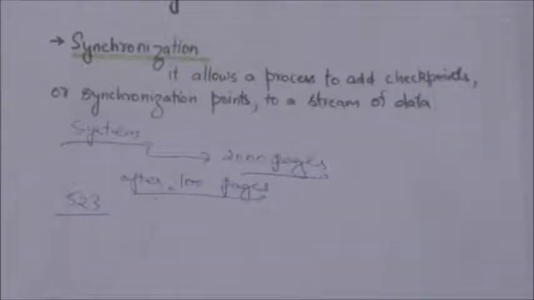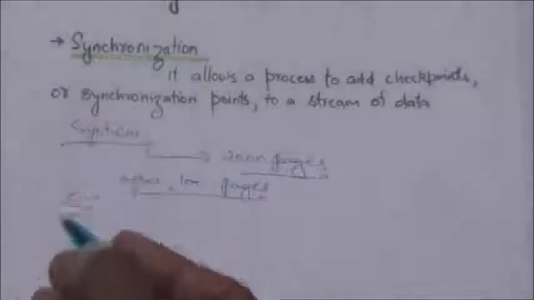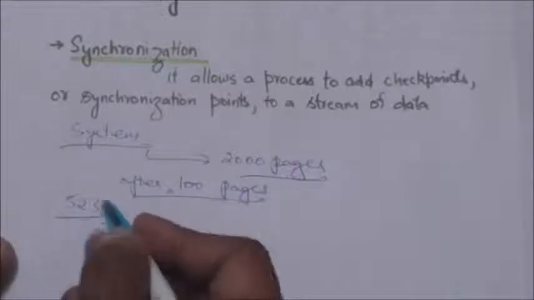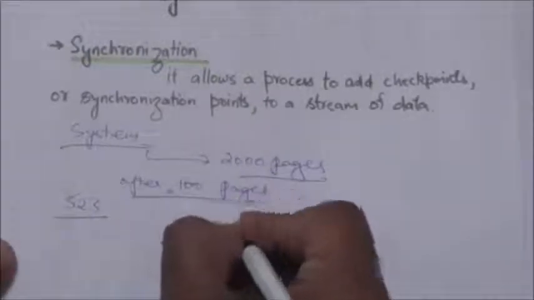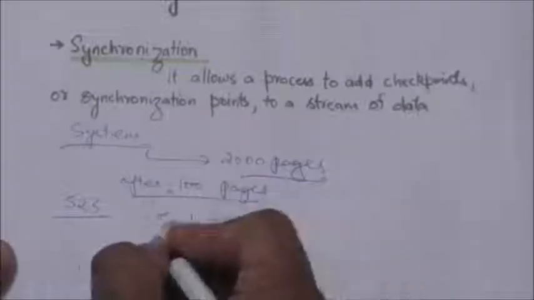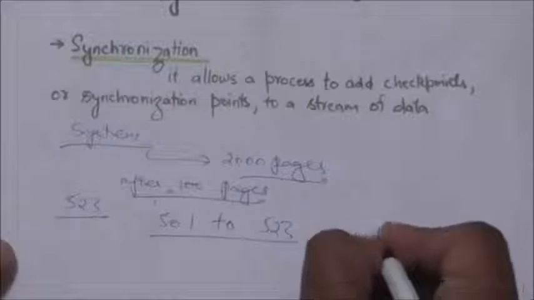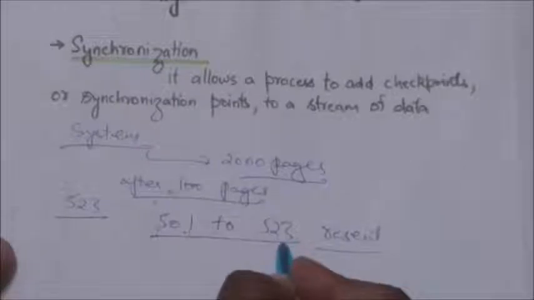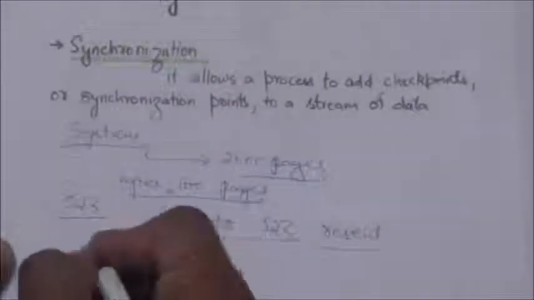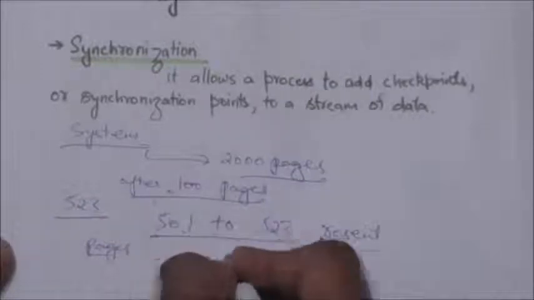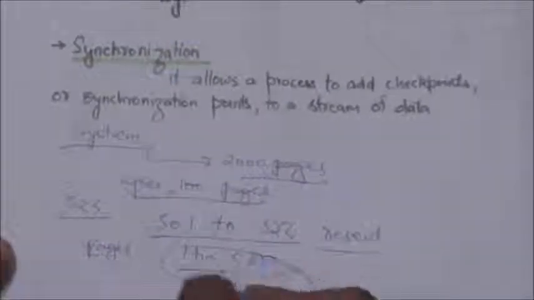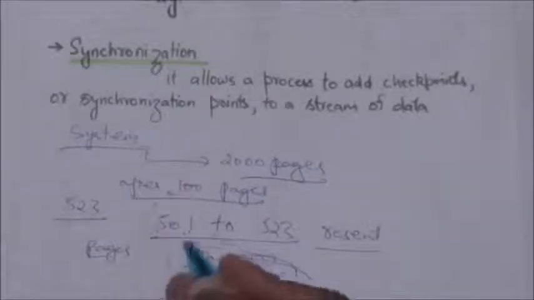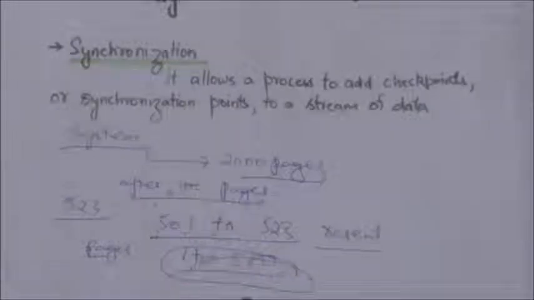Now see, what is the advantage of it? Suppose a crash happens during the transmission of page 523. Then after system recovery, only pages 501 to 523 need to be resent. Pages 1 to 500 don't need to be resent after system recovery, because checkpoints are inserted after every 100 pages.